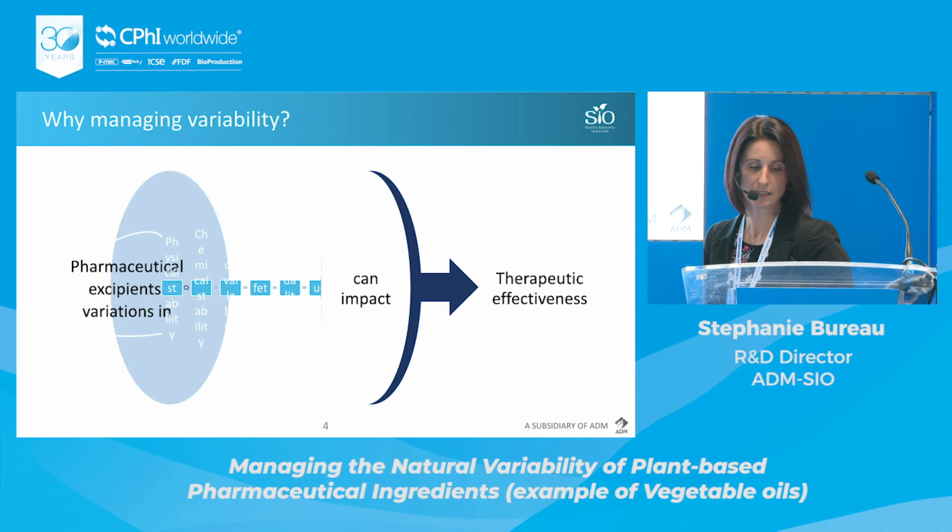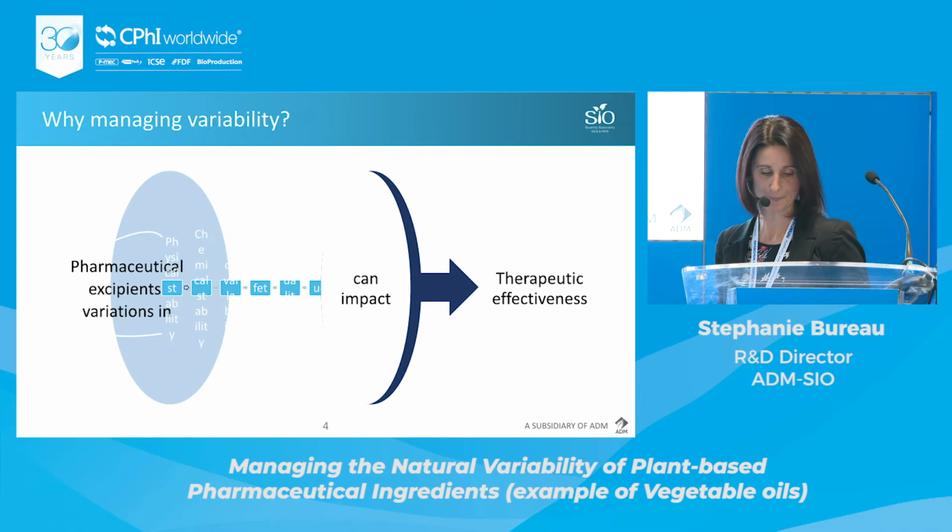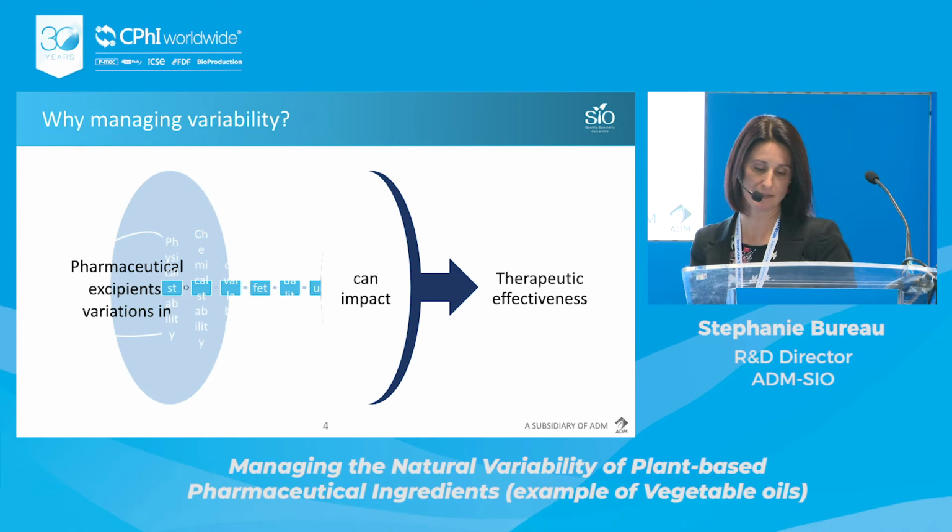And their variations can impact the drug product performances, its bioavailability. They can also affect its physical and chemical stability. And they can also have an impact on the safety of the drug if they lead to the formation of potentially toxic degradants. And all these characteristics have a direct impact on the drug therapeutic effectiveness. And because of the important role they play in drug formulations, excipient quality is as important as that of the APIs.